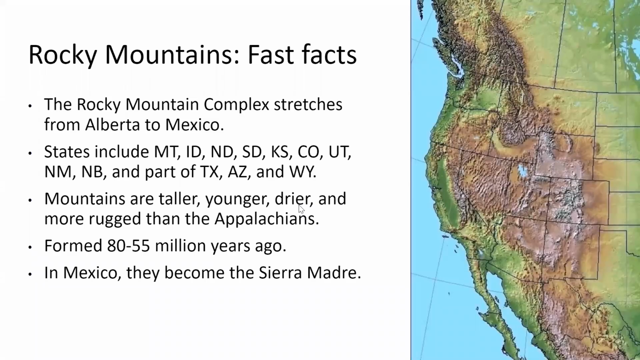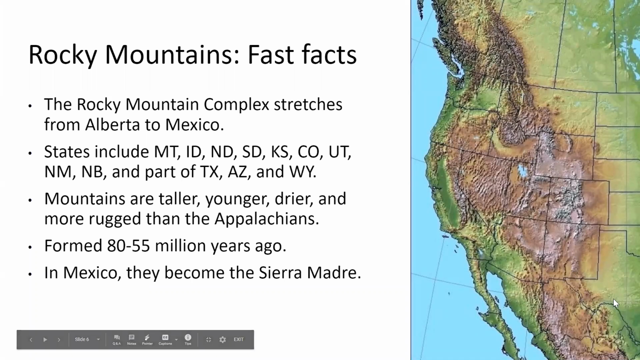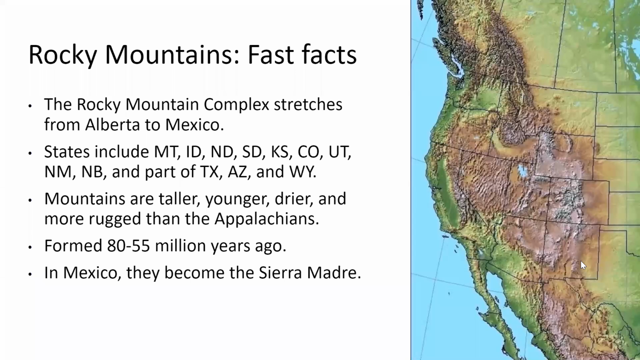So just some quick facts about the Rockies, right? So the Rocky Mountain Complex stretches from Alberta all the way into Mexico. So it's this mountain range here, right? Don't confuse it with the Sierras. We'll get there, and the Cascades. And so the states that are included are Montana, Idaho, North Dakota, South Dakota to some degree, although they're more grassland areas, Kansas, Colorado, Utah, New Mexico, parts of Texas, Arizona, and Wyoming are all included in this Rocky Mountain Complex.